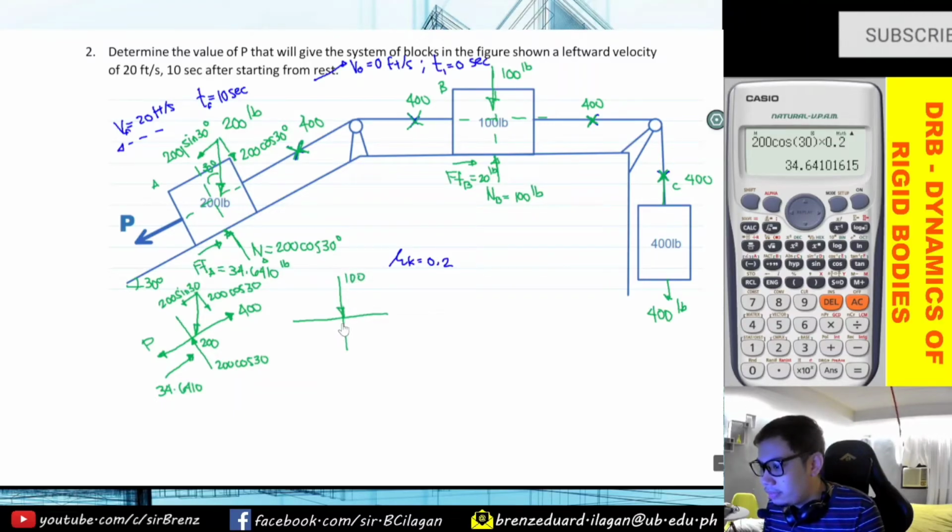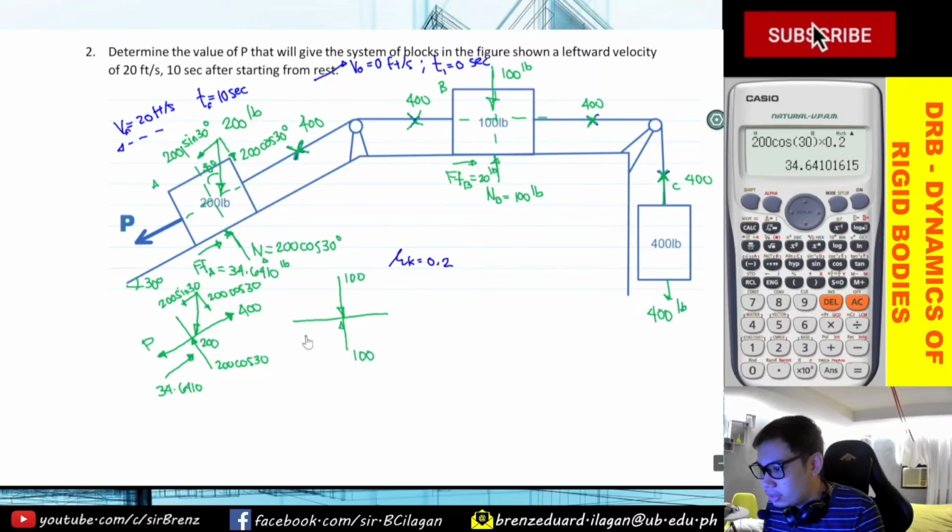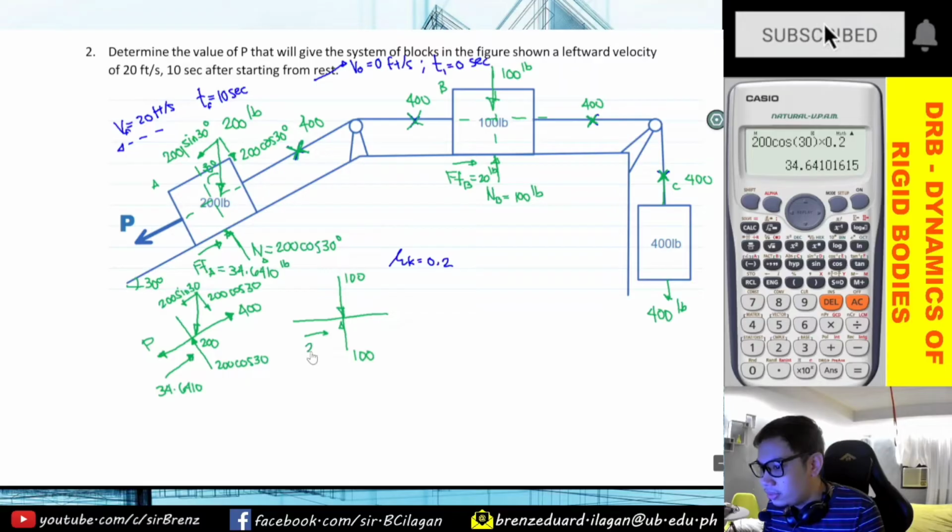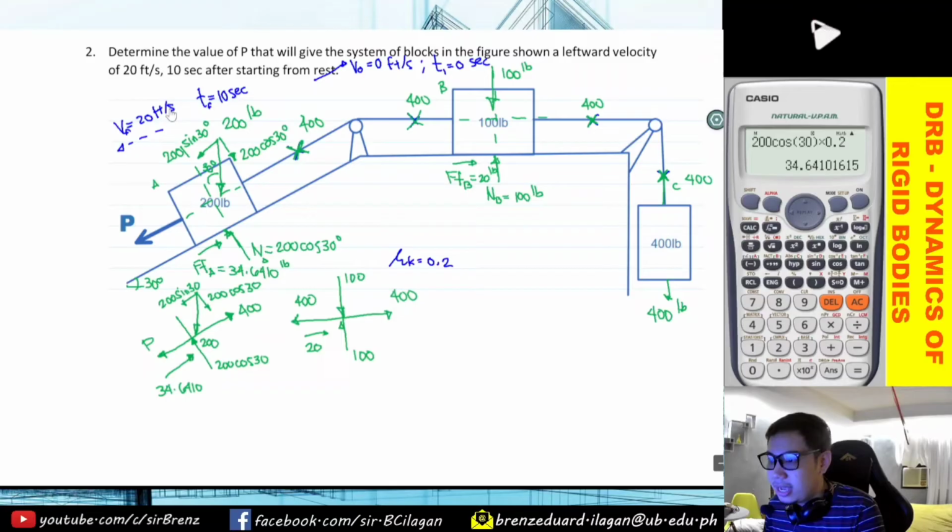Okay, so for free body diagram 2 or free body diagram B, you have an upward force of 100. Meron tayong frictional force dito, which is 20. And eto 400, and then dito is 400. So dito lang pala siya ma-cancel out, not in the first block or for block A.